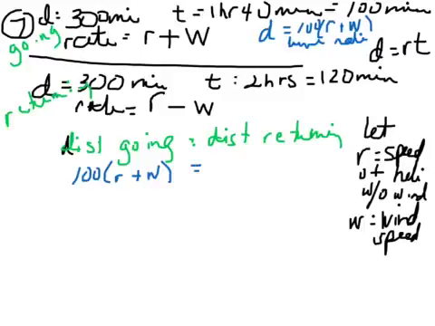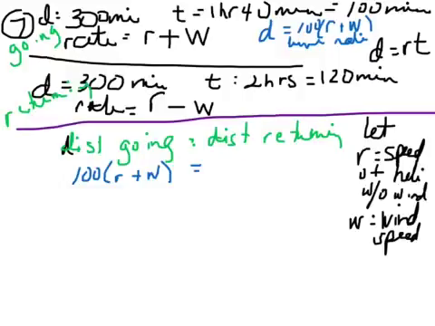And then over here, distance returning, and let's do that in a purple color. The return distance is still 300, but what is it? It's his rate times his time. I'm going to do what I did above. The time I'm going to write first because it's a whole number, and then his rate is r minus w. Okay, so this is one way I could do it.